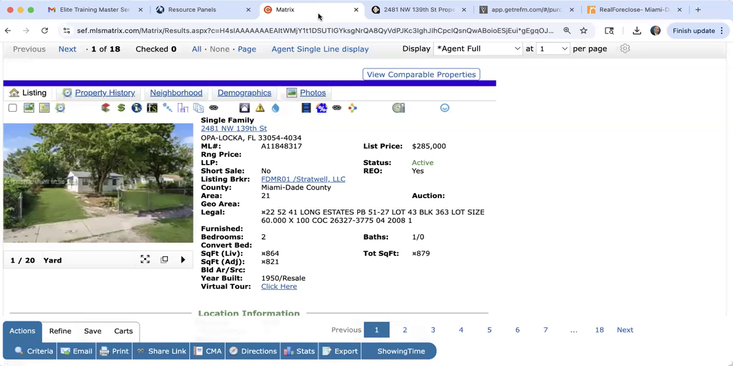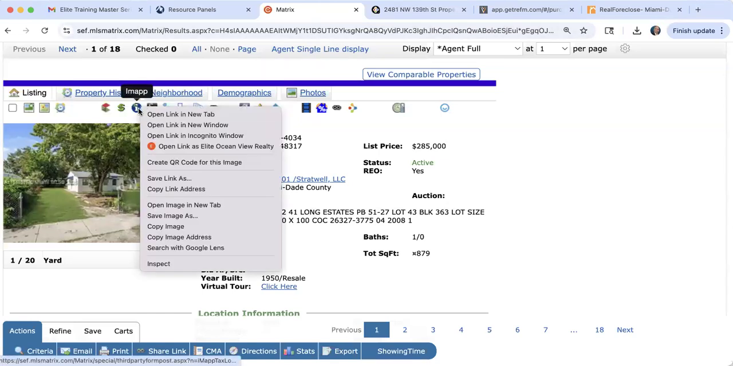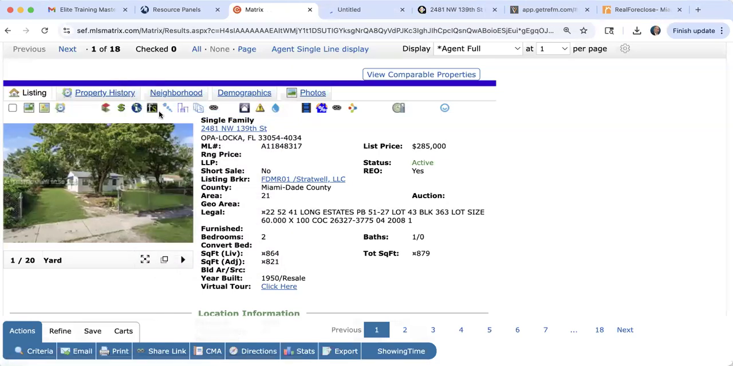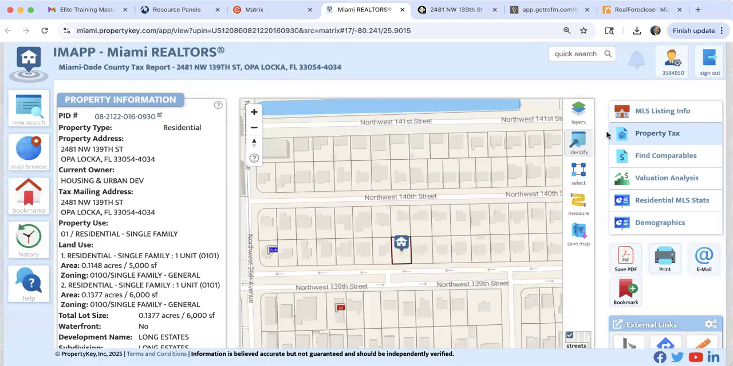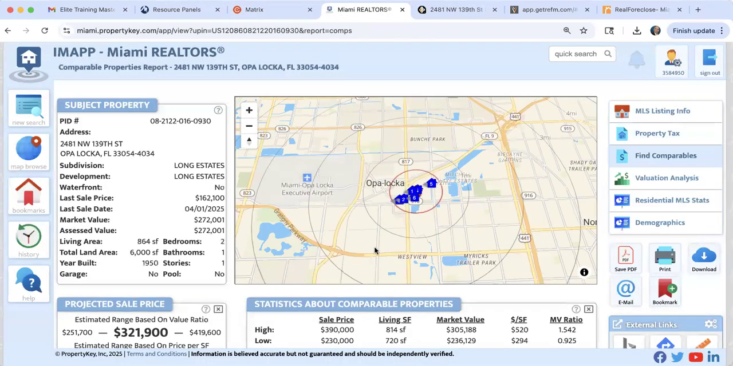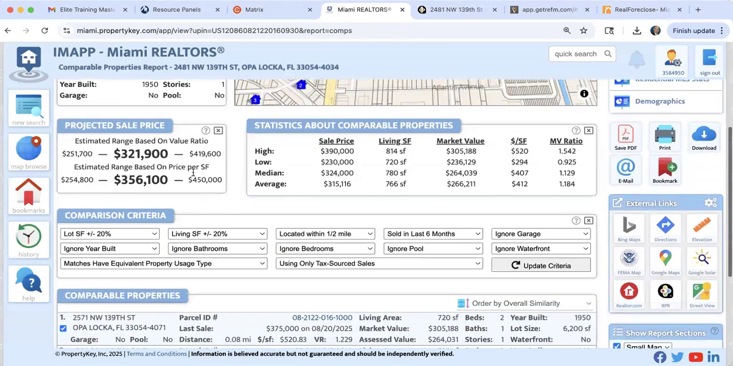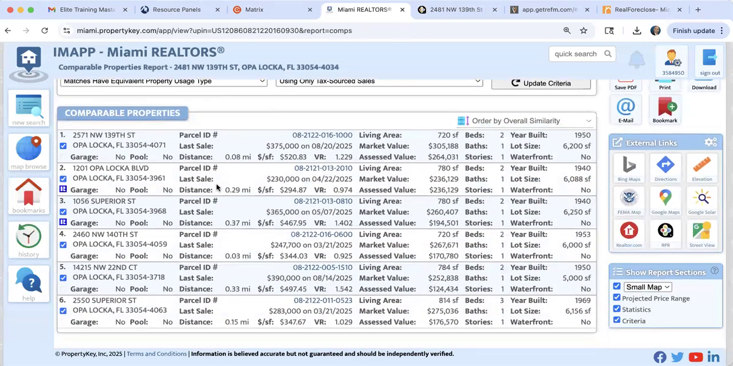Now I'm going to go here to the MLS and open up IMAP real quick once more. Let's run that comparable again, and let's find the property that gives us this value. Which property gives us 450,000? It's the highest price per square foot. We're going to come here. This one sold at 520 a square foot. I believe that's the one. Yes, that is the one.